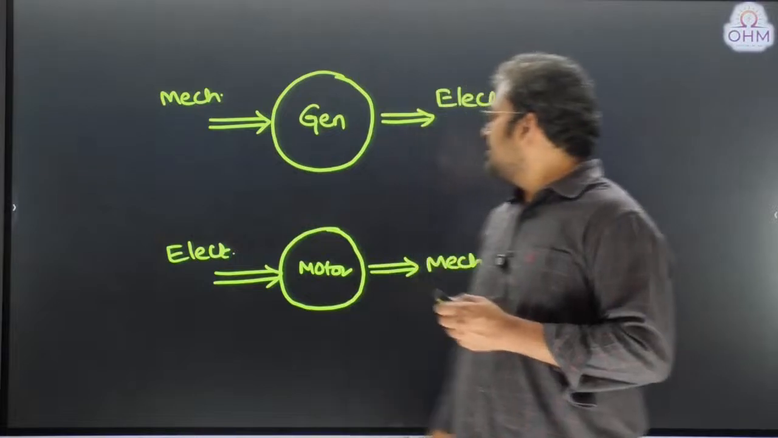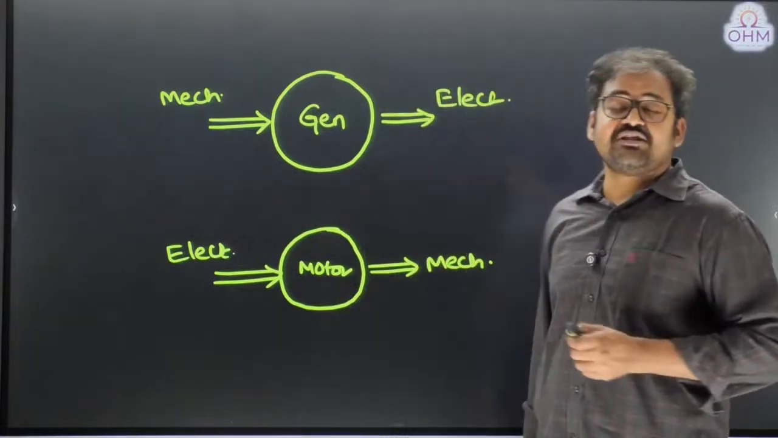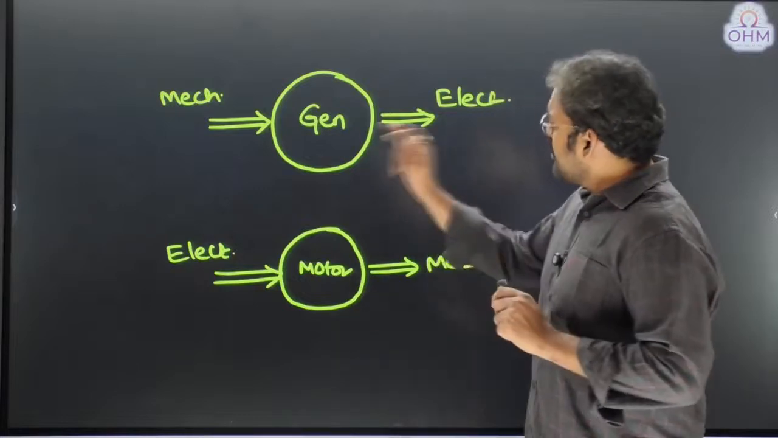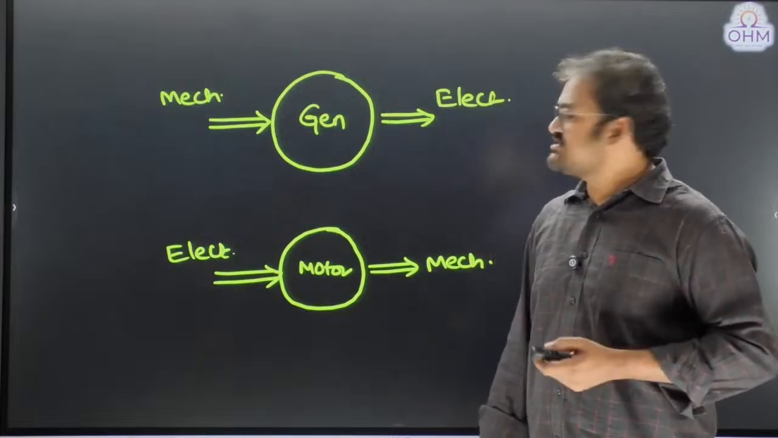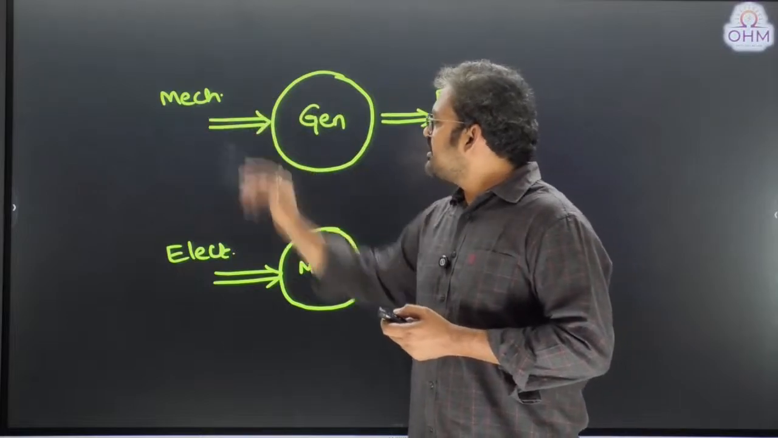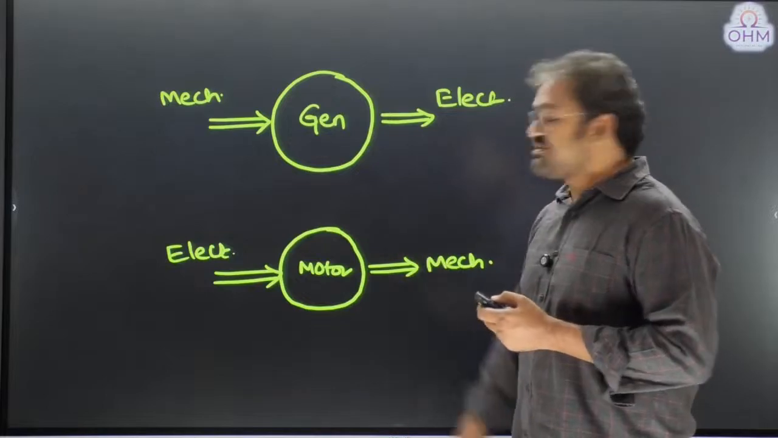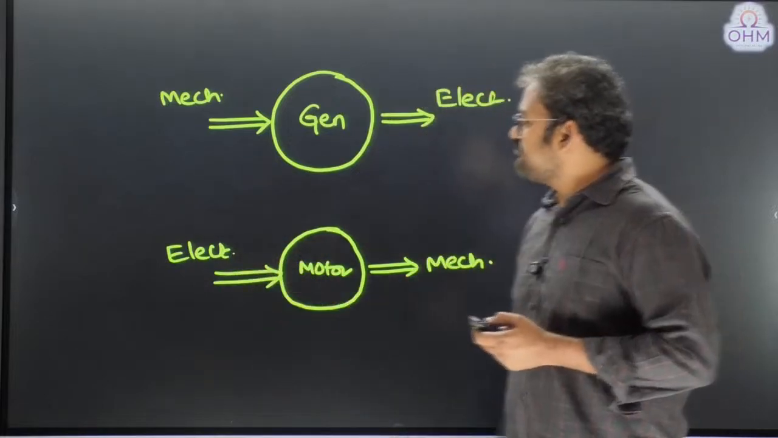First thing first, what is the difference between a generating machine and a motoring machine? We all know a generator, whether DC generator or AC generator, is a machine which converts mechanical form of energy to electrical form of energy, and a motor is a machine which converts electrical form of energy to mechanical form of energy.